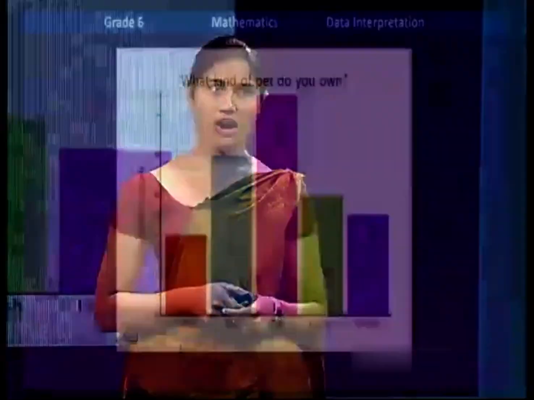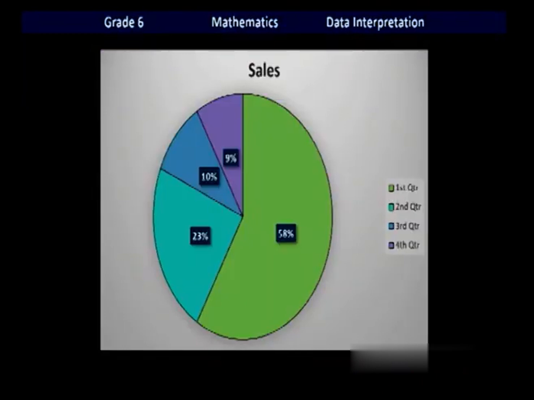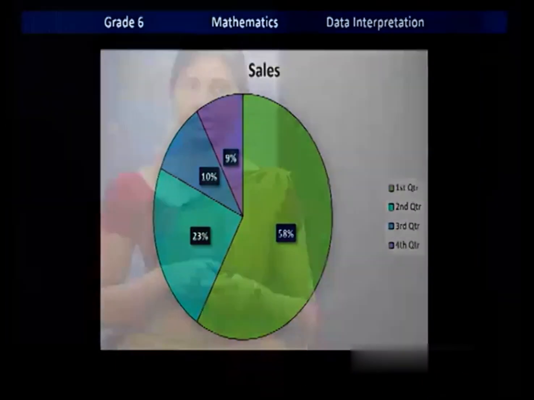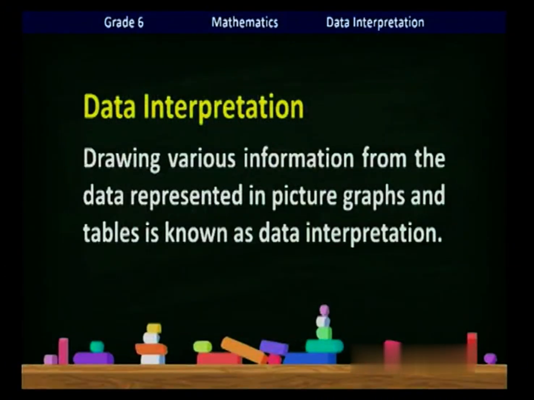This is a bar graph. You can see this bar graph. Then this is a pie chart. Bar graphs and pie charts you have learned in your previous grades. In this grade, you have learned tally marks and picture graphs. Today our lesson is data interpretation. Then we will see what is the meaning of data interpretation. Drawing various information from the data represented in picture graphs and tables is known as data interpretation.